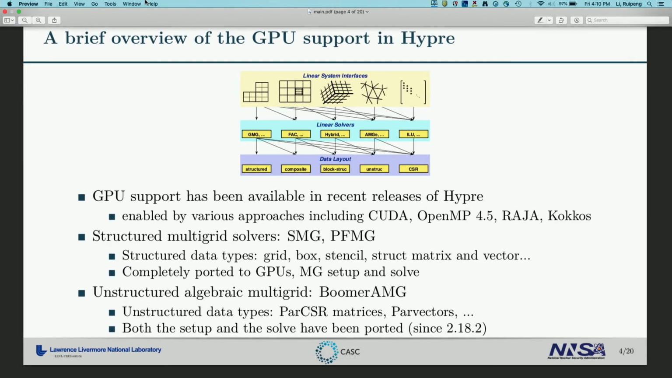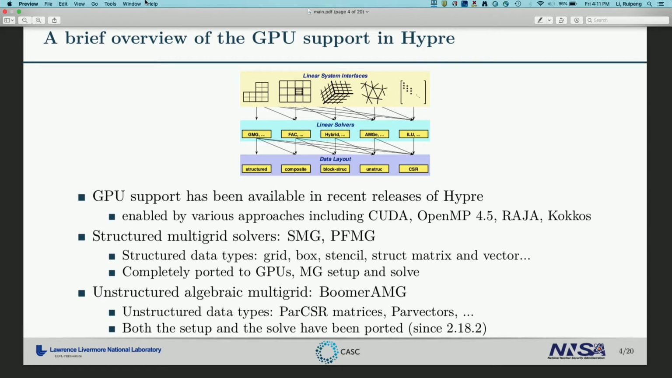I'm going to give a brief overview of the GPU support in Hypre so far. The GPU support has been available in several recent releases of Hypre. We started with the structured multigrid solver because things are nicer and easier there, since the computation can be organized in a more structured way. These are enabled by various approaches like CUDA or OpenMP 4.5, Raja and Kokkos for portability purposes. The structured multigrid solvers like SMG and PFMG have been fully ported to GPUs. And since our last release, we finally have one path of algebraic multigrid setup and solve completely on GPU.